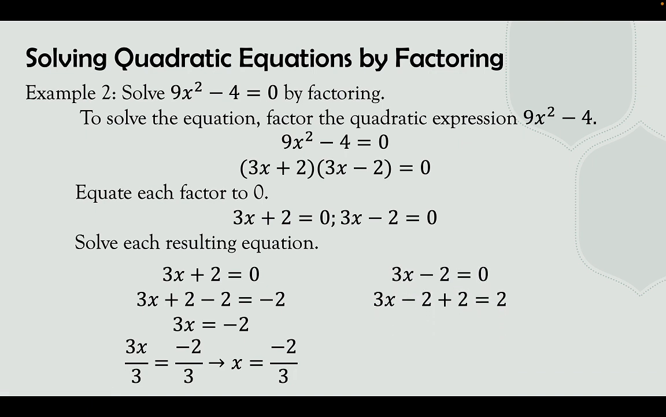Next one, we have 3x minus 2 equals 0. Add 2 to both sides so that we can isolate x. So we have 3x equals 2. Divide both sides by 3. So we have x equals positive 2/3.